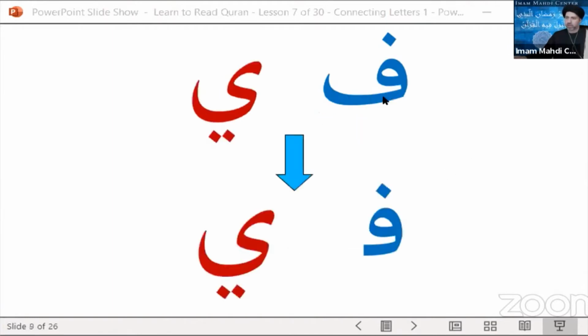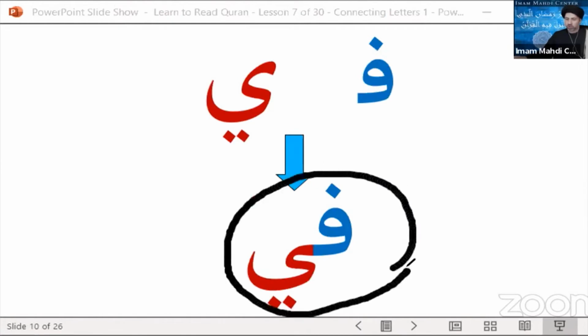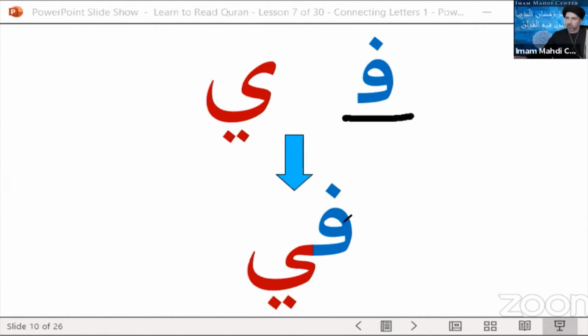Here we have the letter fa and the letter ya. And just as we did before with the other letters, since the fa will connect to a letter on its left, it will become its lowercase form, as we see down here. And since the ya is the last letter of the word, it will not change. So we have the lowercase fa and the ya, and all we do is join them together as we have down here. You see, this is the lowercase fa in blue, which we have here like this with its dot, and then we have the ya. All we do is we attach it.